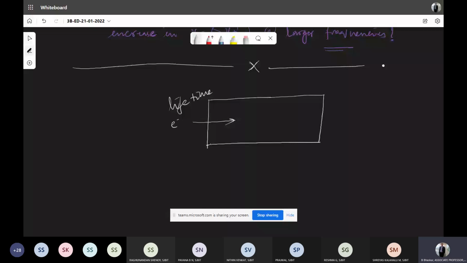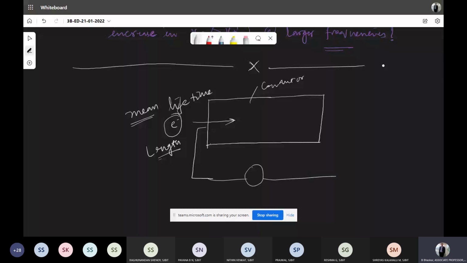But right now it is a conductor. So what we have is a conductor here. So in this conductor, if the current has to flow through it, it depends on the lifetime of the electron. We call it a mean lifetime. The mean lifetime depends on two things. One is the length of the particular conductor. Second one is, if at all you're applying a voltage to this conductor, and let us say it is an AC voltage, it depends on the frequency value also. Why is frequency so very important?